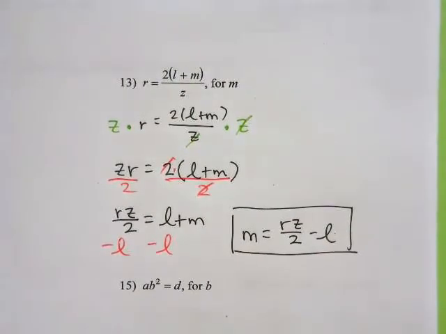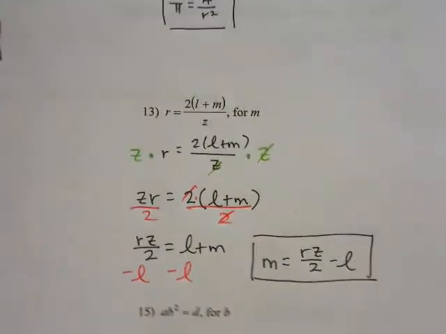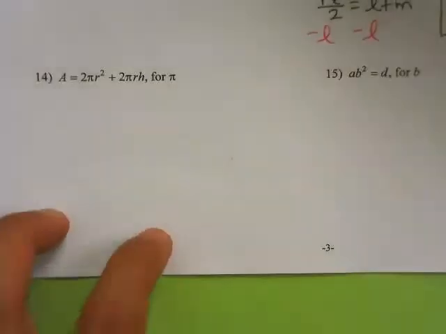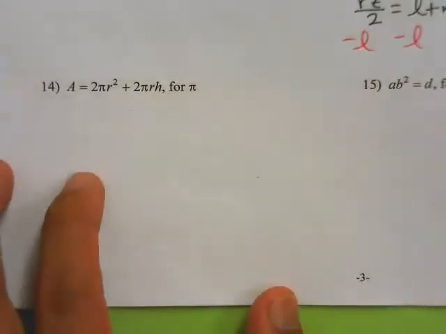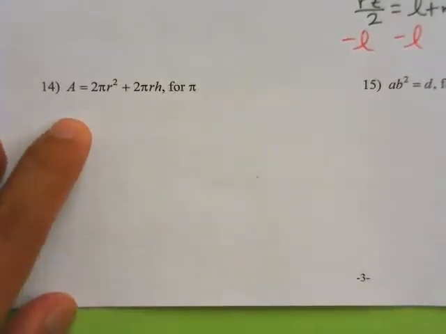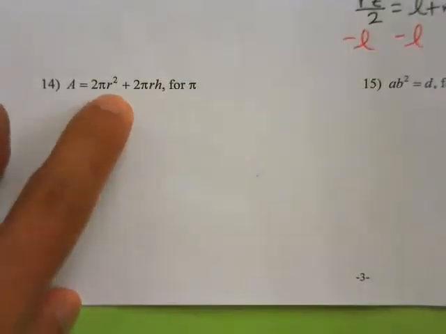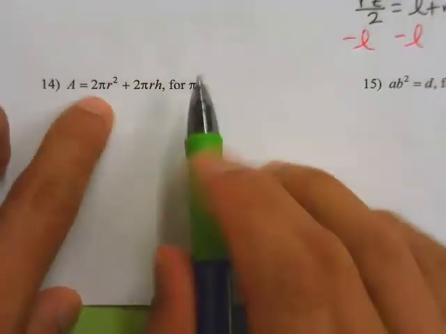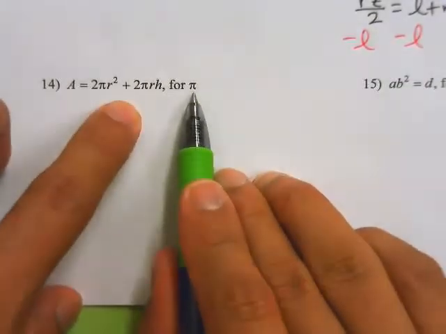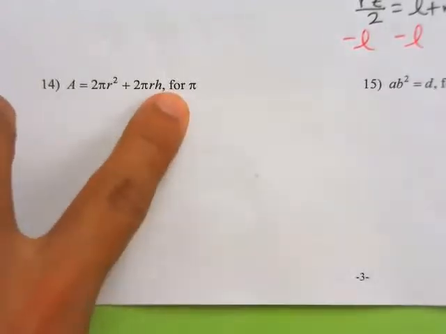Okay, so that is 13, and I think we have about 4 more to go, and then that's it for this video. Let's do number 14. 14 is also a real equation, surface area of a cylinder, 2 pi r squared plus 2 pi r h, and we're solving for pi. Again, it's not a variable, it's an irrational number, but we're just solving for this irrational number.